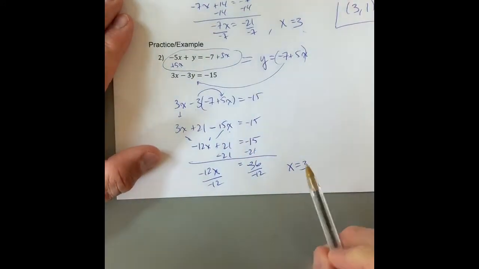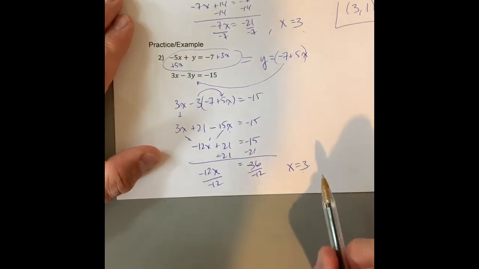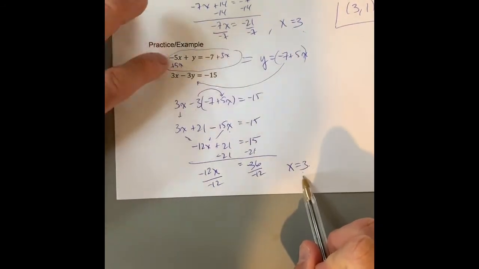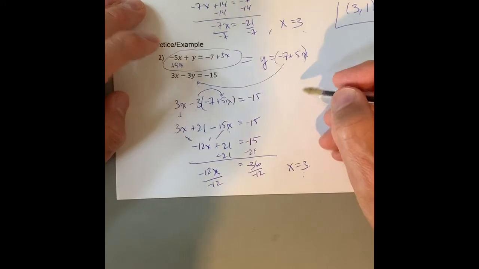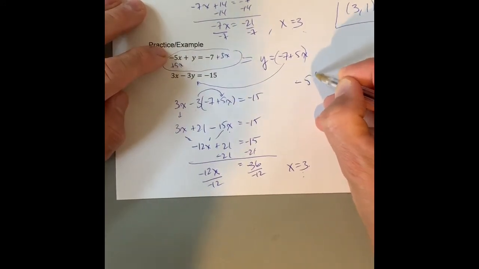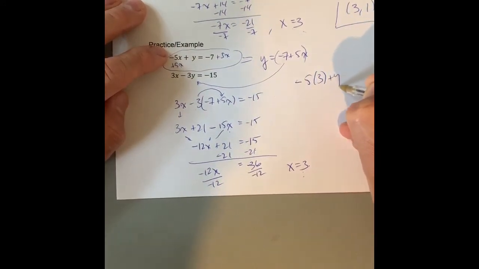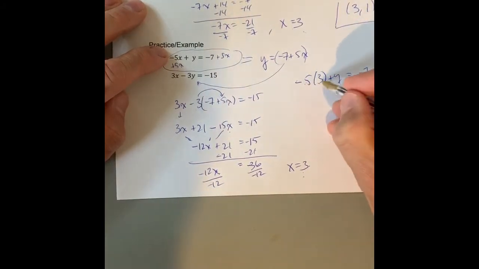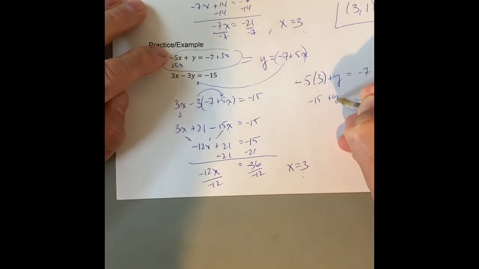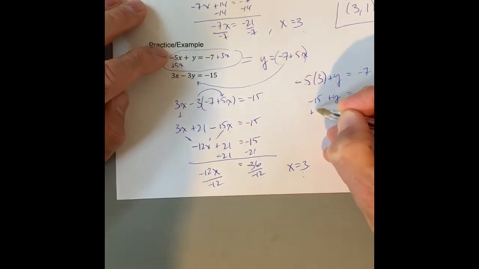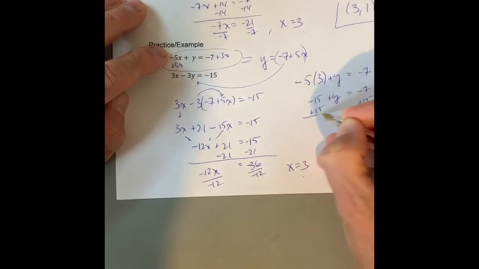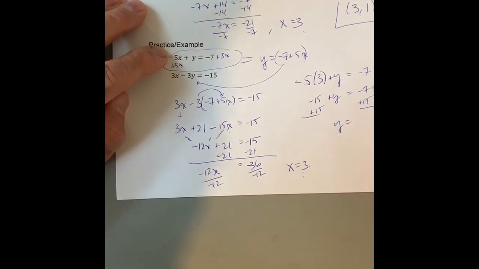Wow, what a coincidence. I'm in shock, but also that's what the math says. X is 3. Let's punch it back in to see what our y value is. Let's use this one. Minus 5 times 3 plus y equals minus 7. Well, minus 5 times 3 is minus 15 plus y equals minus 7. We're going to add 15 to both sides. So now y equals minus 7 plus 15 is 8. We're almost done. Put it all together. The x goes first. 3, 8.